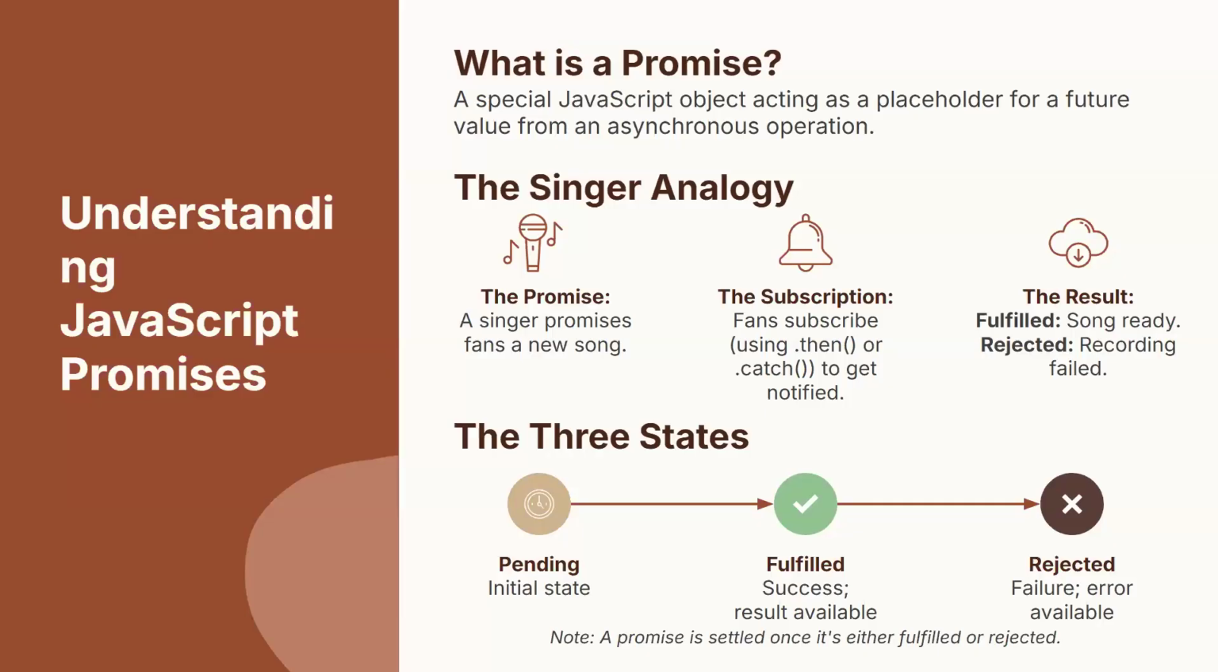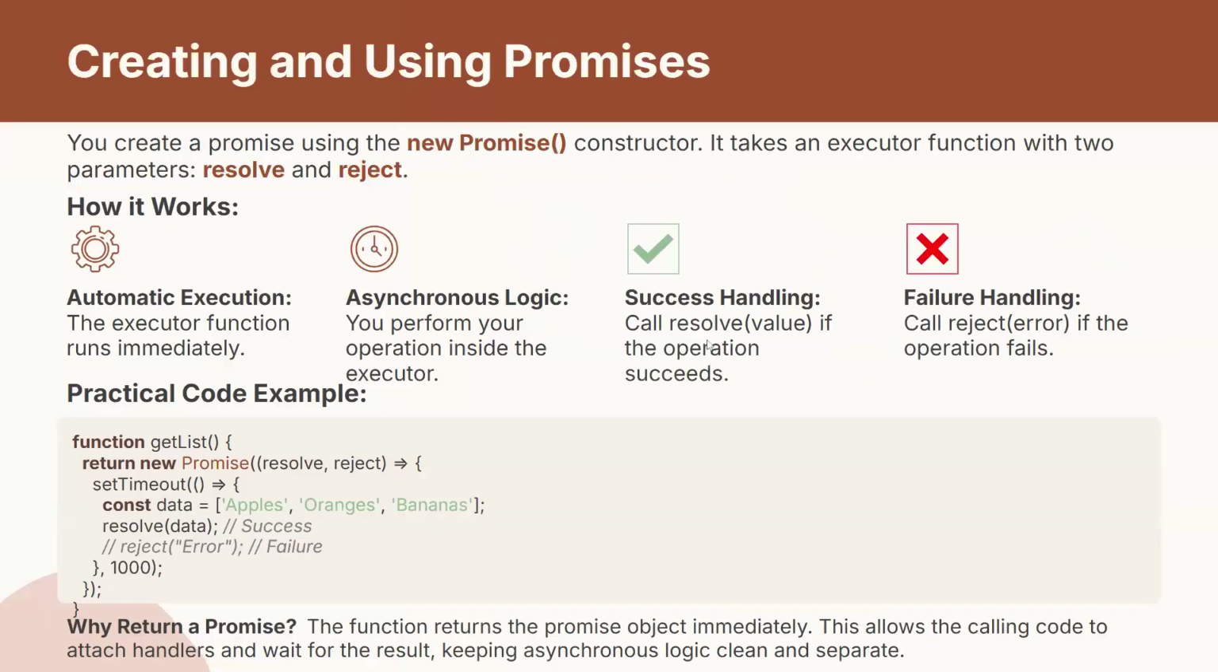So once a promise settles, fulfilled or rejected, it stays that way permanently, and that leads us to creating and using promises. So now that we understand what a promise is conceptually, let's look at how we actually create one in code.